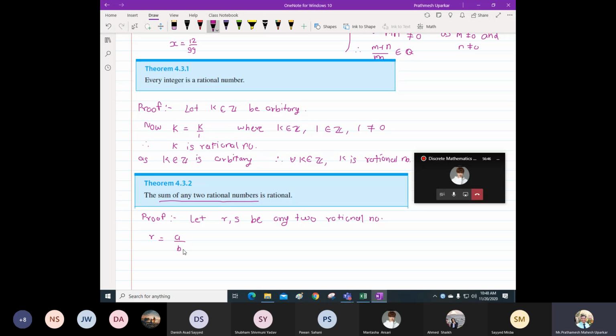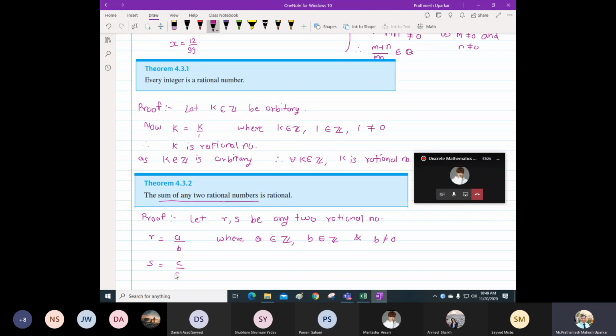R is a by b, where a belongs to the integers, b belongs to the set of integers, and b is not equal to 0, right? When I write R is equal to a by b, I have three things: a belongs to the set of integers, b belongs to the set of integers, and the denominator is not equal to 0. Okay. What about S?